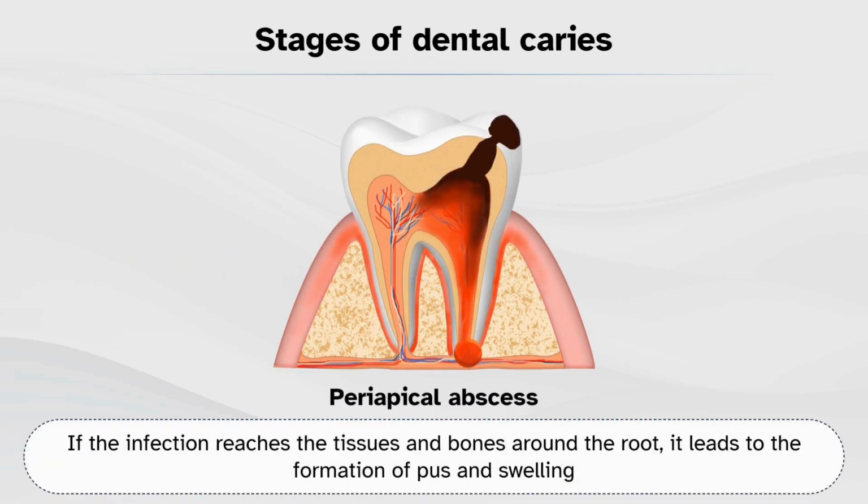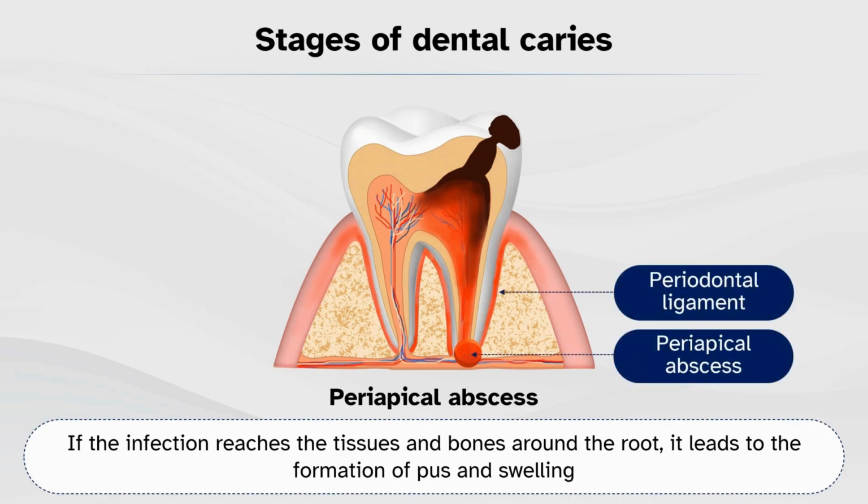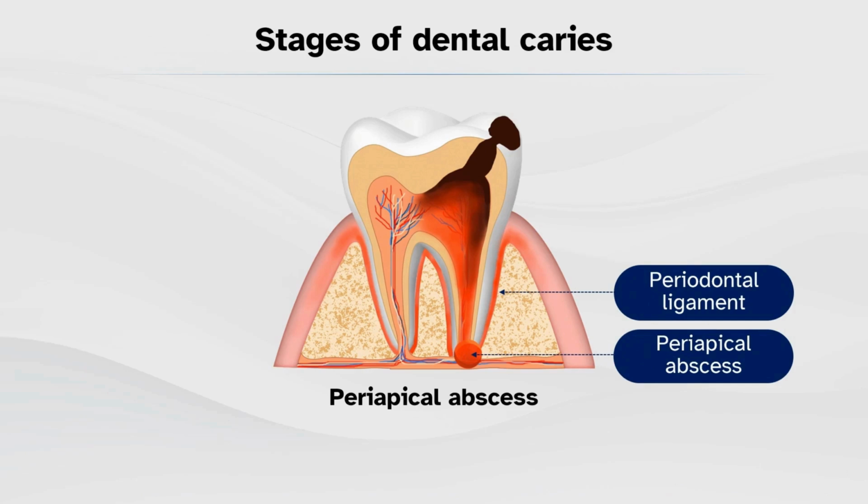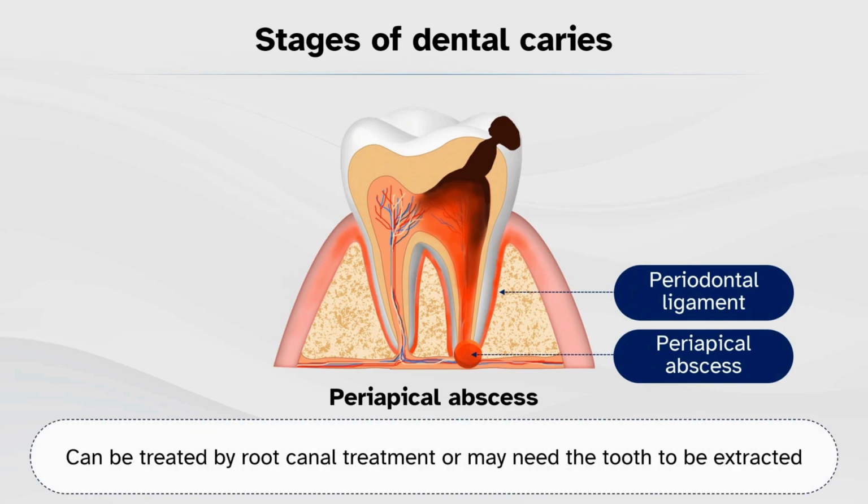If the infection reaches the tissues and bones around the root, it leads to the formation of pus and swelling. This is known as periapical abscess. This leads to moderate to severe pain and can be either treated by root canal treatment or may even need the tooth to be extracted.